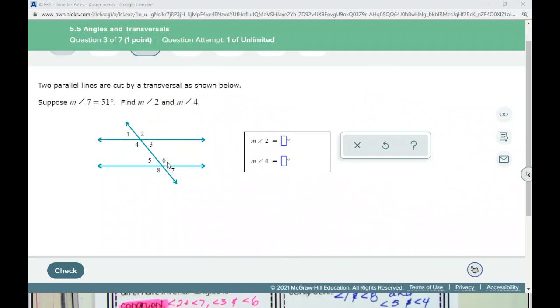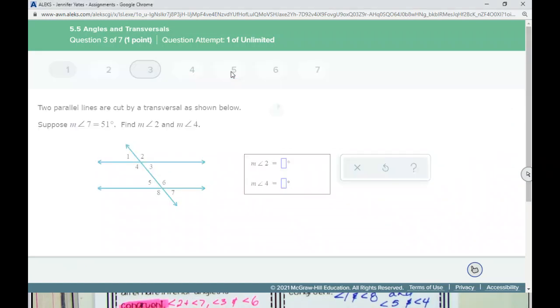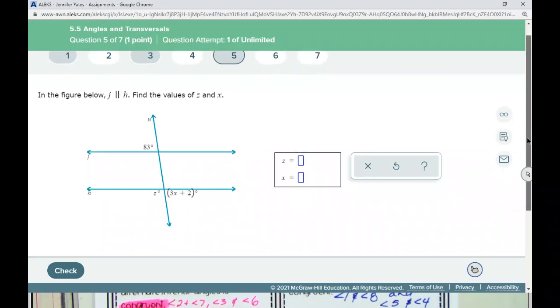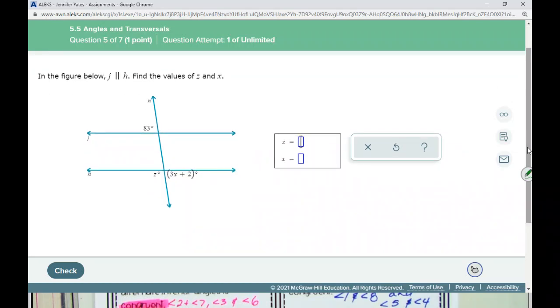That's clever. And then they throw in solving for x. Of course they do, right? So we want to know z, and we want to know x. How are 83 and z related? They're not. So how are 83 and that related? Alternate exterior. What do we know about alternate exterior angles? What does it say? Does it say they're the same, that they're congruent?